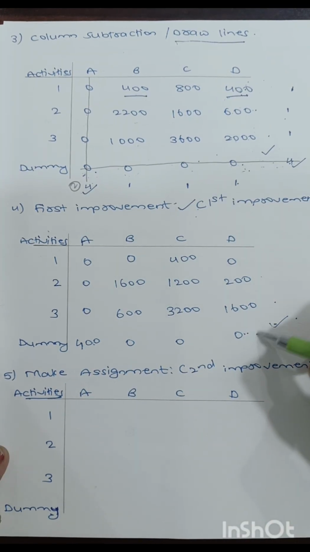This is our first improvement matrix. Now the next step is we want to draw the lines. Again, the same criteria for drawing the lines. For drawing the lines, what is the criteria? First of all, we will check the number of zeros row-wise.